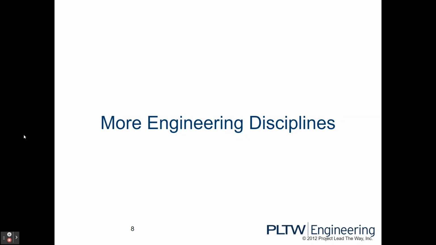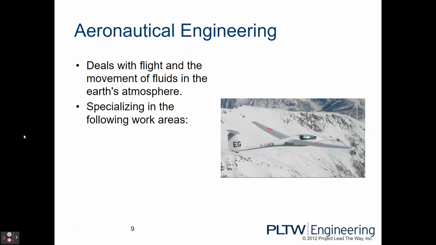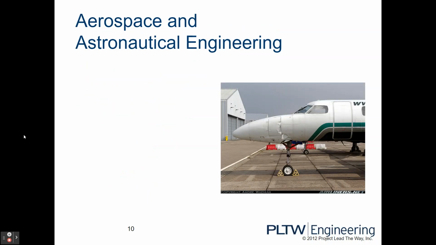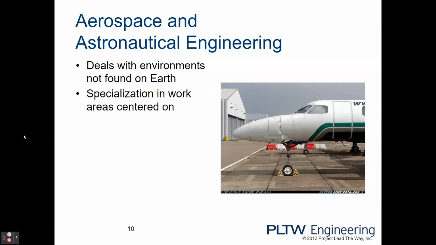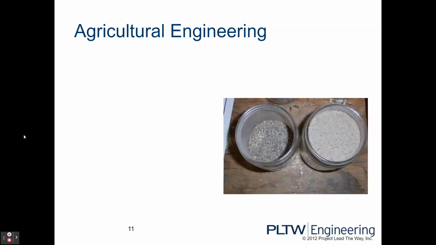And then, of course, we mentioned there are several offshoots of the big four. And so here is a look at some of those. We have aeronautical engineering dealing with flight and the movement of fluids inside the Earth's atmosphere. These folks would specialize on things like aerodynamics and propulsion, control systems, and the structure of their flight vehicles. And then you'd have aerospace, otherwise known as astronautical engineering. These would be dealing with environments not found on Earth, so as we enter into outer space. And then specialization of that work would be centered on propulsion, cryogenics, materials and navigation, thermodynamics, and cosmic radiation.